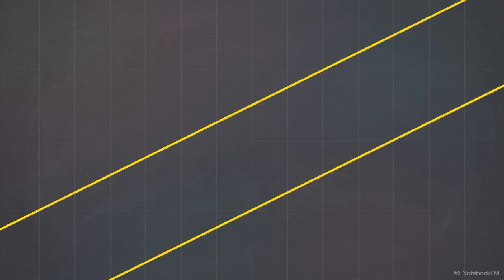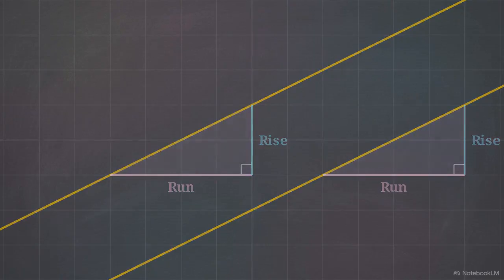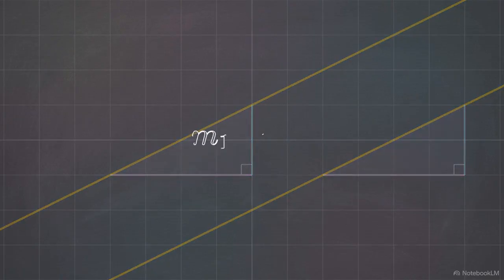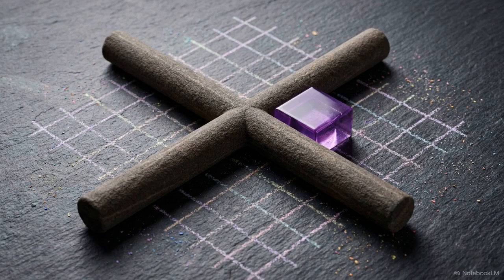Take the visual concept of parallel lines. This chart shows two parallel trajectories. For these lines to extend infinitely without ever intersecting, their geometric steepness must be absolutely identical. The algebraic constraint is simple. Two non-vertical lines are parallel if and only if their slopes are exactly equal. m1 equals m2. Now consider perpendicular lines, two lines intersecting at exactly 90 degrees.